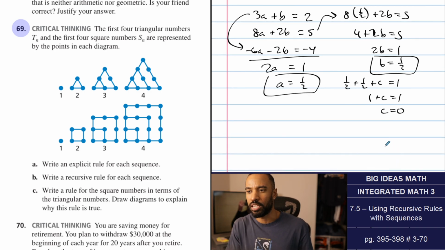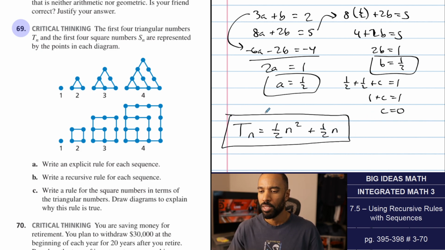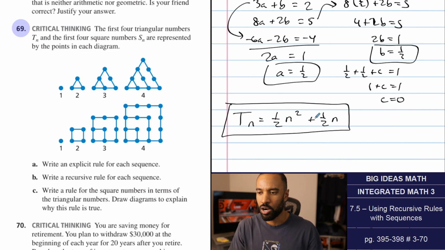So my equation I can write is t sub n equals a, so 1/2 n squared, plus b, 1/2 times n, plus c is 0. So this must be it. Let's see if that works. Substitute 1 in there. 1/2 plus 1/2 is 1. Plug in 2.